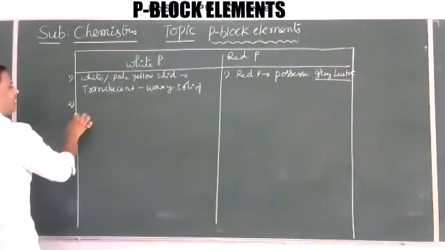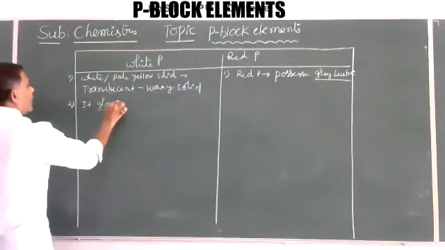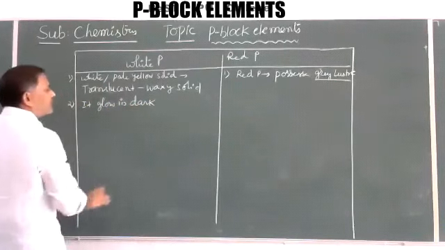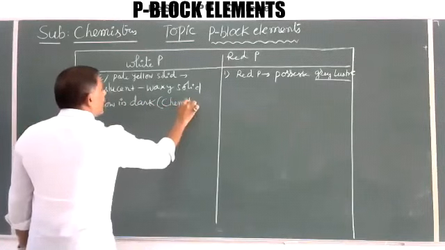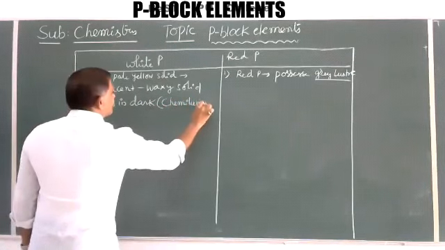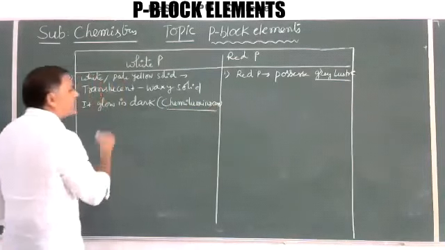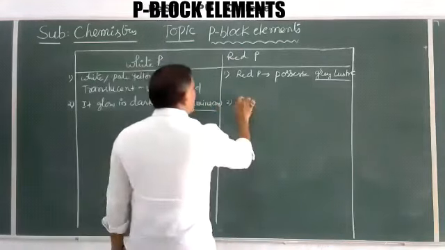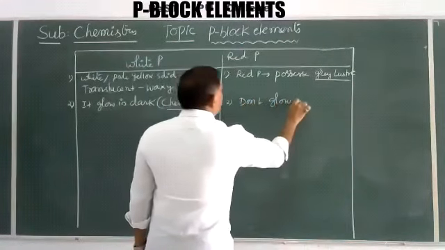Now the second one. White phosphorus glows in the dark. It shows one important property, chemiluminescence. Easy to glow in the dark, but red phosphorus does not glow in the dark.